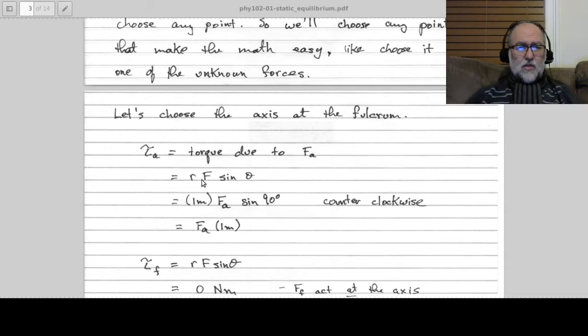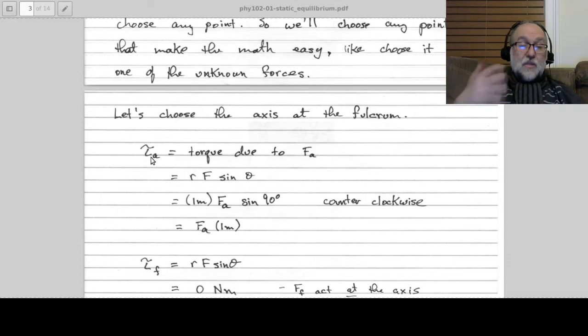We have to balance the torques, and to balance the torques, we have to calculate the torques using R F sine theta, and to get that R, we have to know where the axis of rotation is. And so I say, let's choose the axis of rotation at the fulcrum. That's a free choice because you can choose it anywhere. Obviously, choose it in a place that's going to make the problem easier, and you'll see how that works as we do more problems.